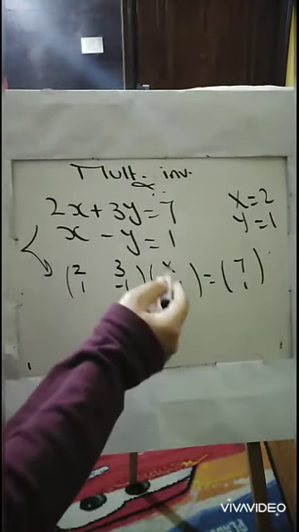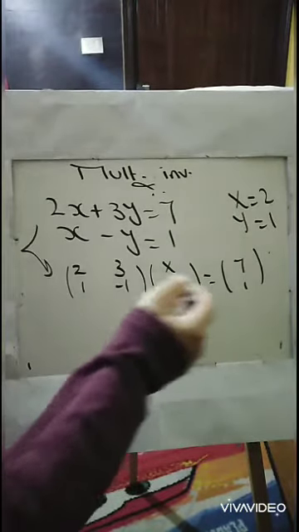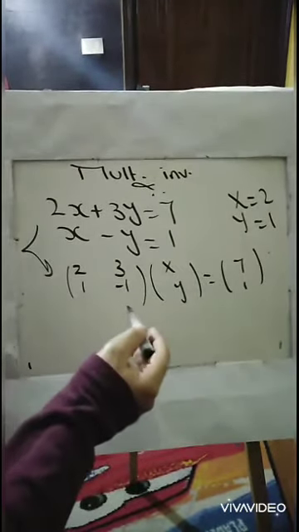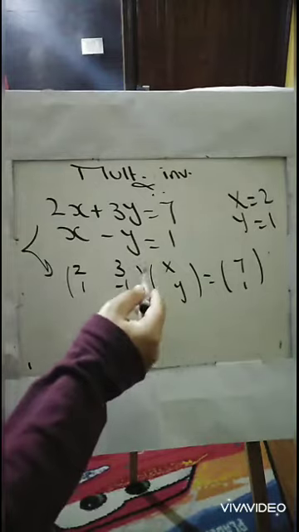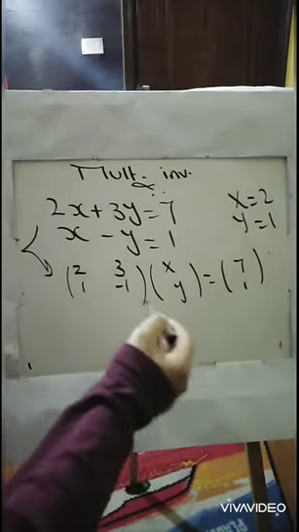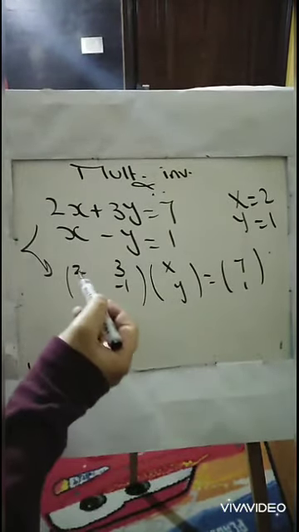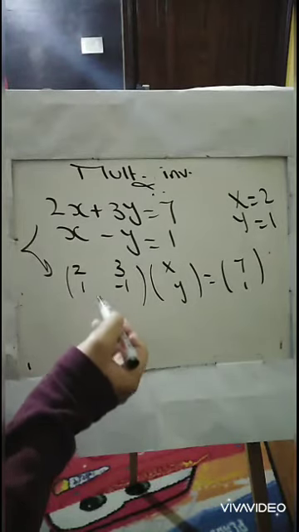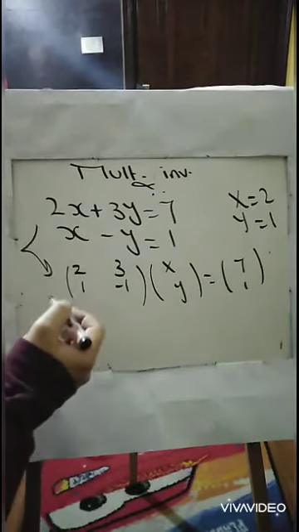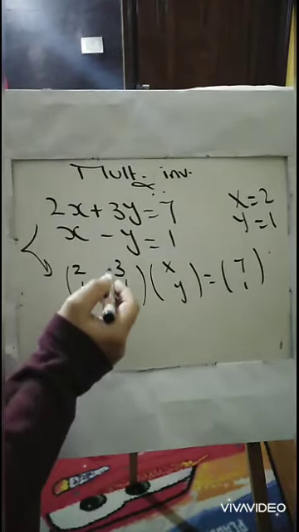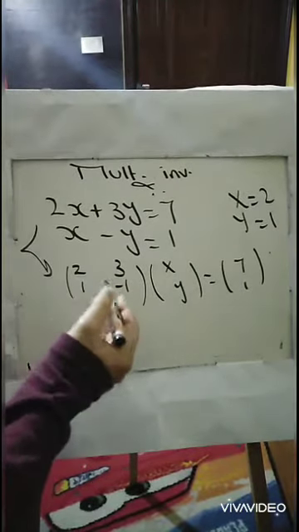Now I need to get x and y. So this will go to the other side by division. Here it's by multiplication, so if I want to move it there, I will go by division. But I don't know how to divide using matrices. So instead of dividing, I will get its multiplicative inverse. How is that?